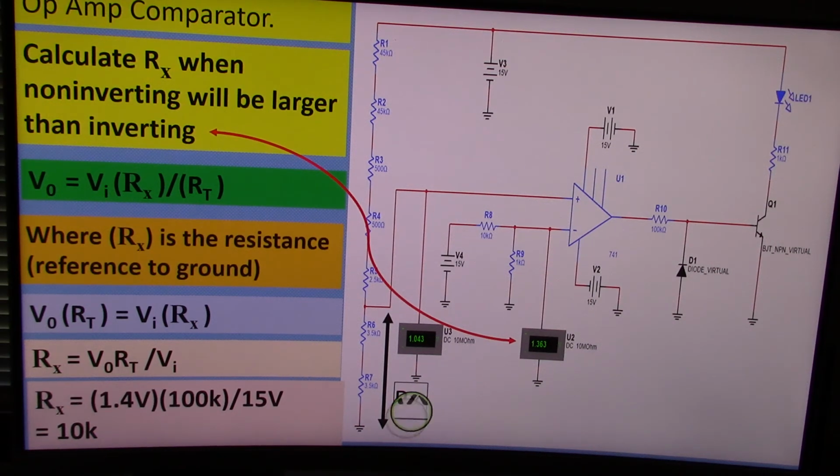So in this particular case, if I want a particular voltage, what I'm trying to do is get 1.4 volts to become greater than this voltage. So I just plug those numbers in: 1.4 volts, 100K is the total resistance here, divided by the 15 volts, which is the source voltage right here. So it's 10K. So if this terminal was connected here, like this, can you tell me if this will be greater?